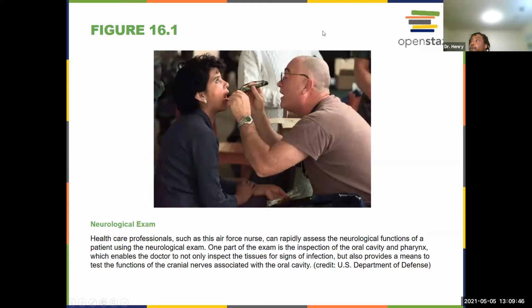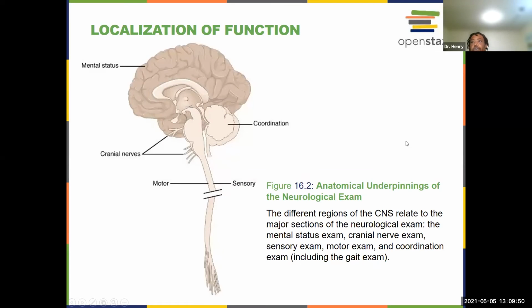Okay, so the neurological exam is broken up into 5 major categories. It's technically a 6th one, but the 6th kind of falls into another category. So we have the mental status, the cranial nerve, the motor exam, the sensory exam, and the coordination.